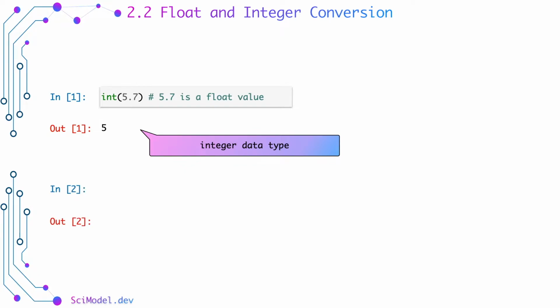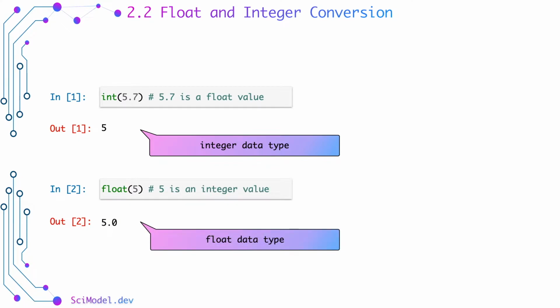Similarly, you can convert an integer number to float number using the float function. For example, taking the float of the integer 5 will result in 5.0. Converting an integer number to float will always result in a 0 decimal after conversion.